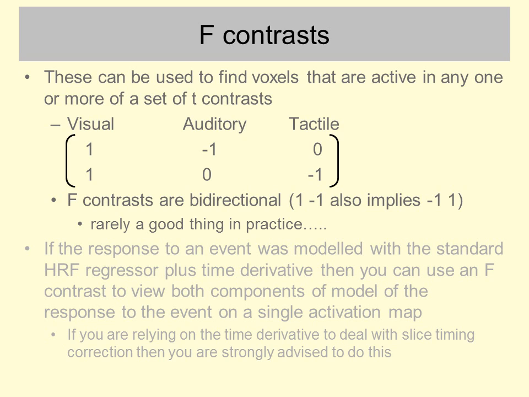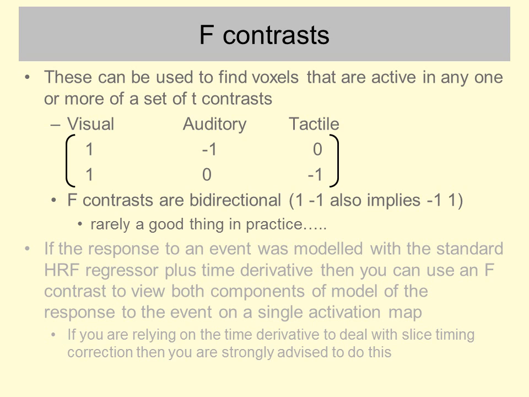However, there's something I've missed out of the story, which I think is the thing that means people tend to shy away from using F contrasts in practice: F contrasts are bidirectional. So if you put a 1 minus 1 here, it also implies the minus 1 1, the reverse. So the map would actually give us voxels where the activation was greater for vision than auditory, or greater for auditory than visual, or greater for visual than tactile, or greater for tactile than visual.